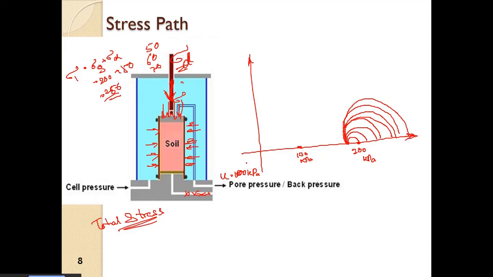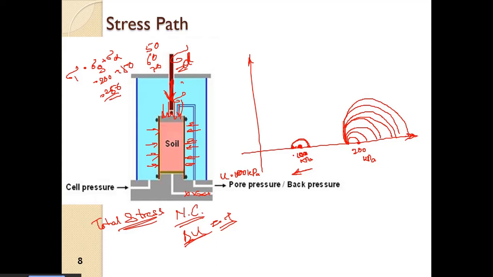Now what about the effective stress? Let us consider the soil to be normally consolidated. So what will happen here is pore water pressure will be positive. As soon as pore water pressure is positive, the effective stress will reduce. So this point will also move in this direction. So we have sigma 3 here and sigma 1 here.